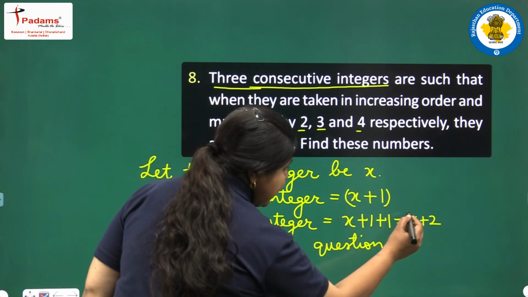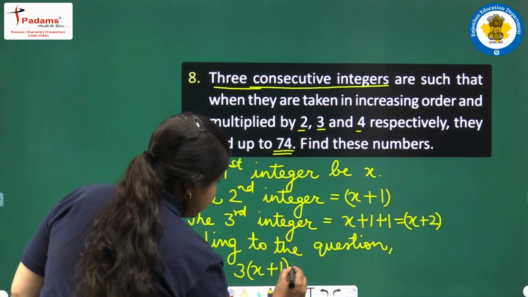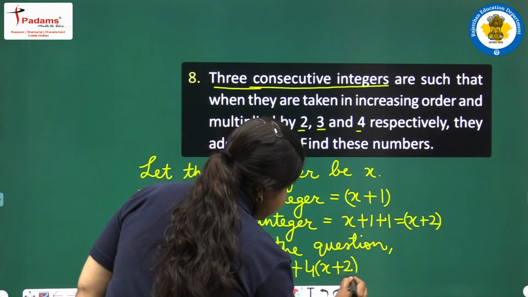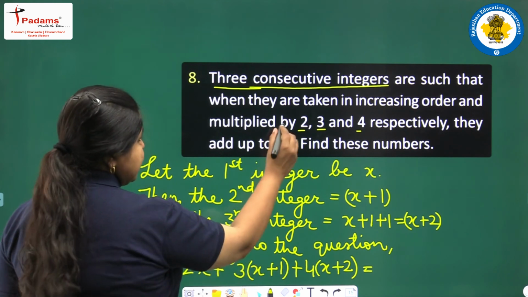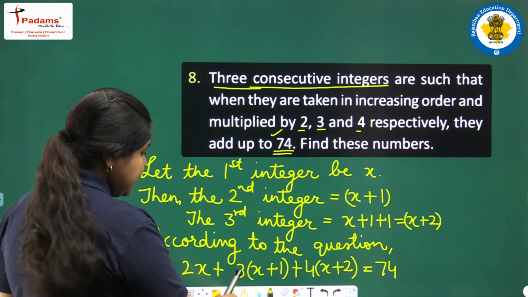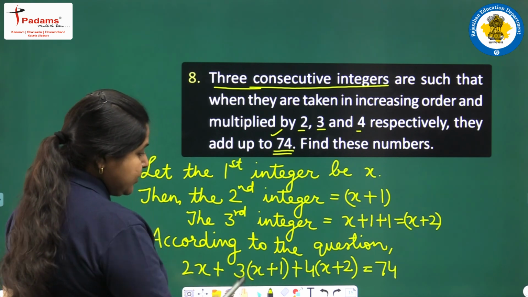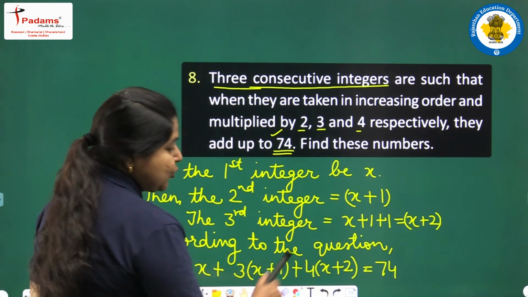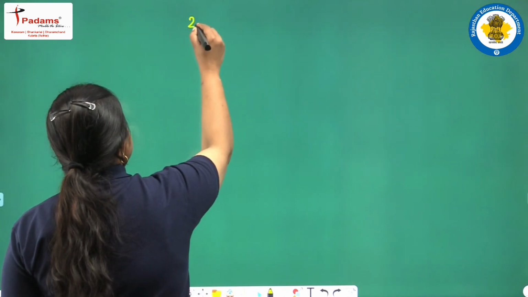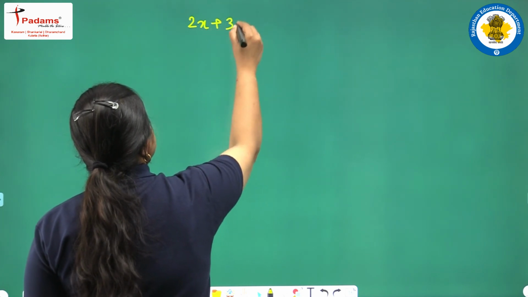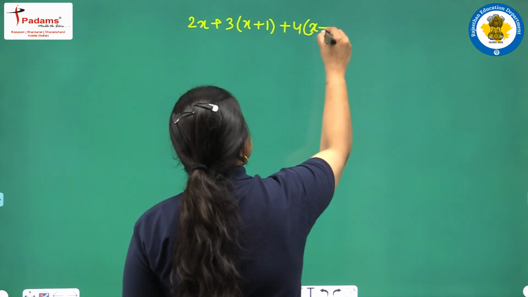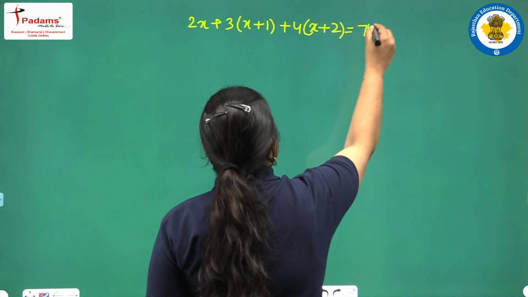Then next again we are having two terms, give it a bracket, plus 4 into x plus 2. This is given equal to 74. Now this 3 will get multiplied to x and 1 both, 4 will be multiplied to x and 2 both. We continue in the next page. We got 2x plus 3 into x plus 1 plus 4 into x plus 2 equal to 74.